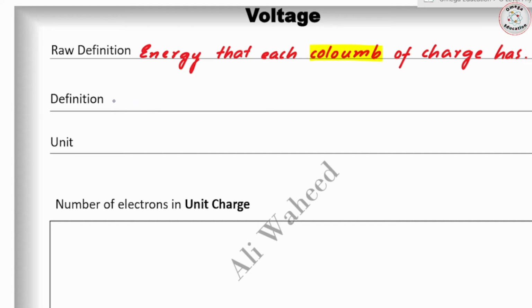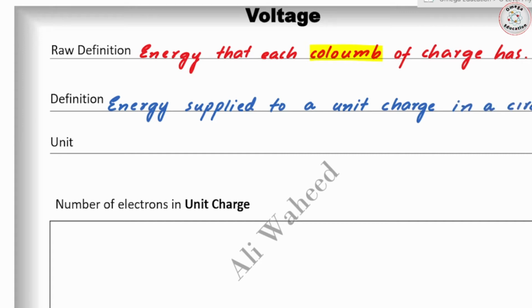Now, the exact definition is energy supplied to a unit charge in a circuit. So this is the definition that you have to write if they ask you in the exam. So charges are moving in a circuit, and the amount of energy that is supplied by the battery or by the cell or by the power supply or by the DC generator to 1 coulomb of charge, that would be called voltage.